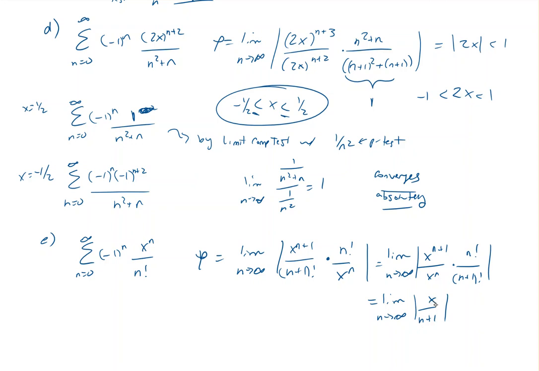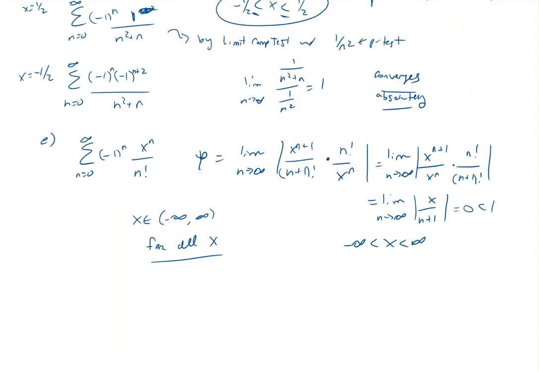And if this goes to infinity, some number over infinity is going to be 0. And that's always going to be less than 1. So as long as x is less than infinity, as long as it's some number, it's going to converge. And that means for all x, this converges. The way we write it in interval notation is we'd say it's in this interval. And so basically for all x, the interval of convergence is this, negative infinity to infinity.